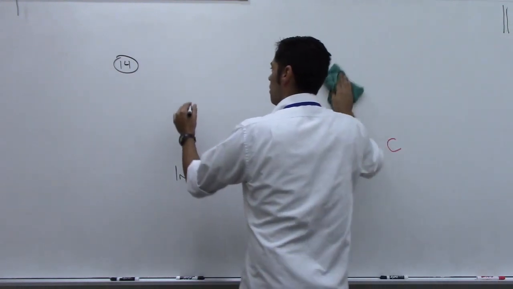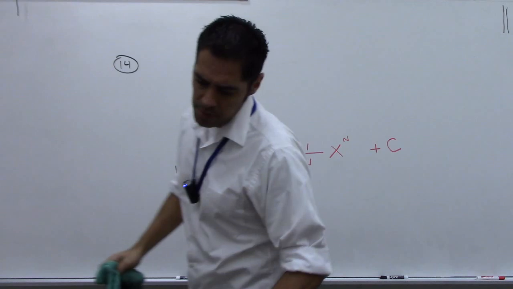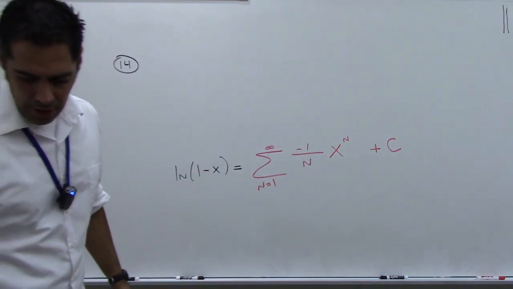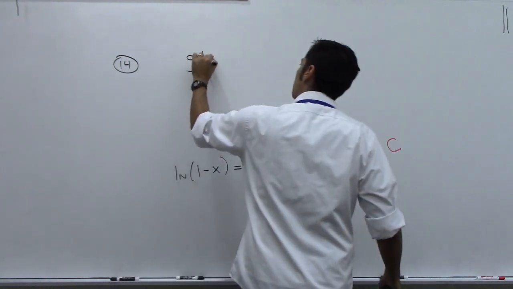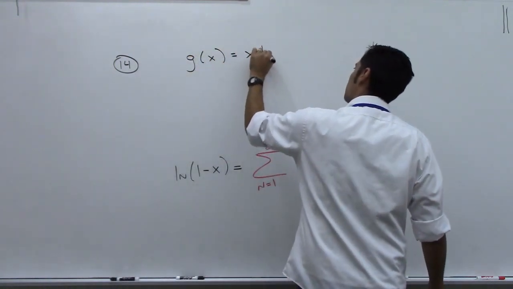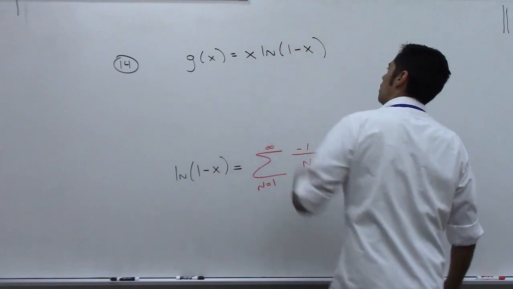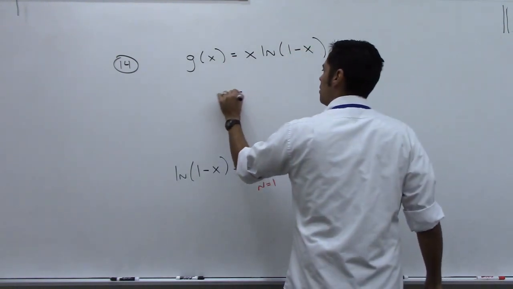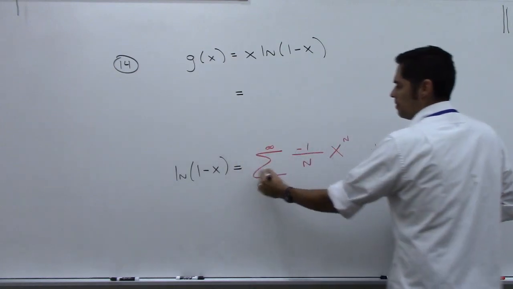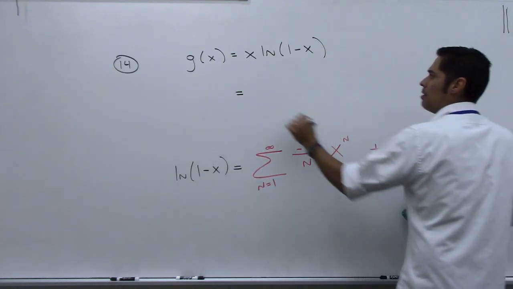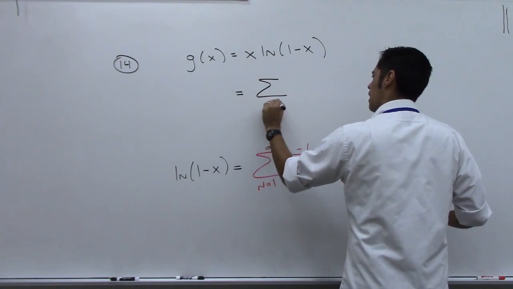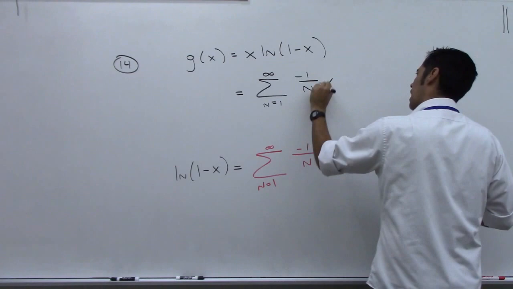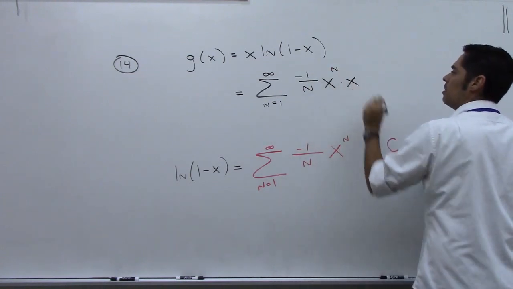So now they want to know the power series representation of the function. I'm going to call it something other than f, I'm going to call it g of x: what's the power series representation of x natural log of 1 minus x. So all we need to do now is just tack an x onto this. So this will be an x times this series. So the x is going to go at the back. So sum n equals 1 to infinity of negative 1 over n, x to the n times x.